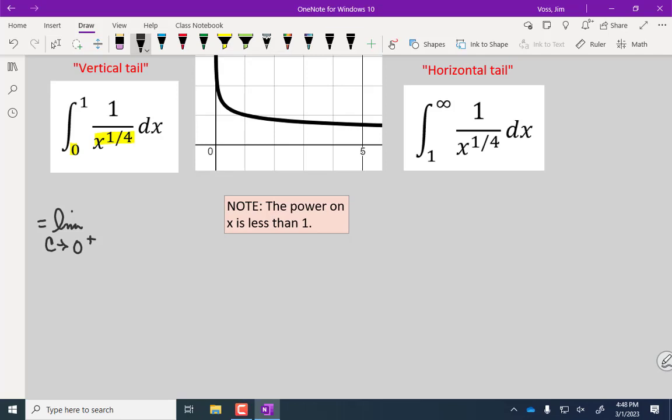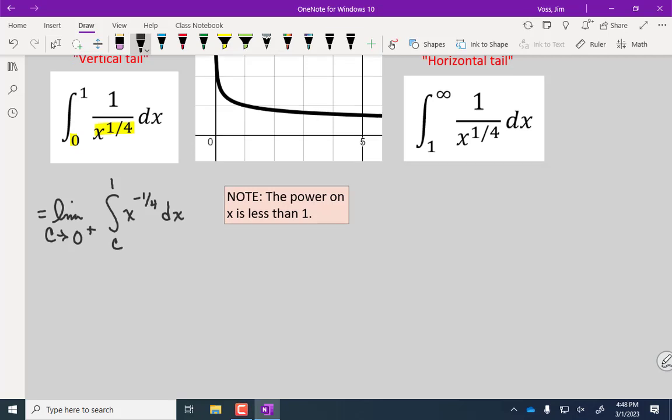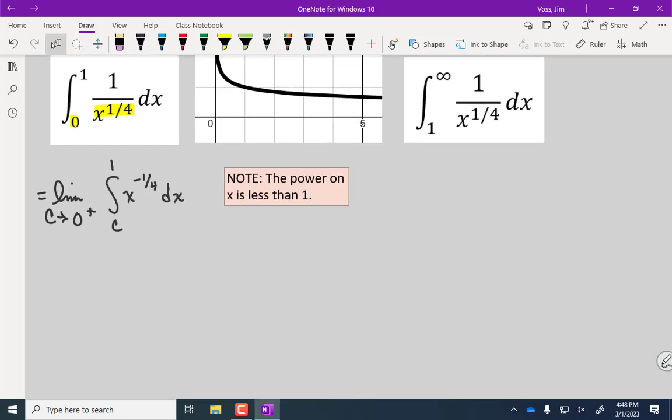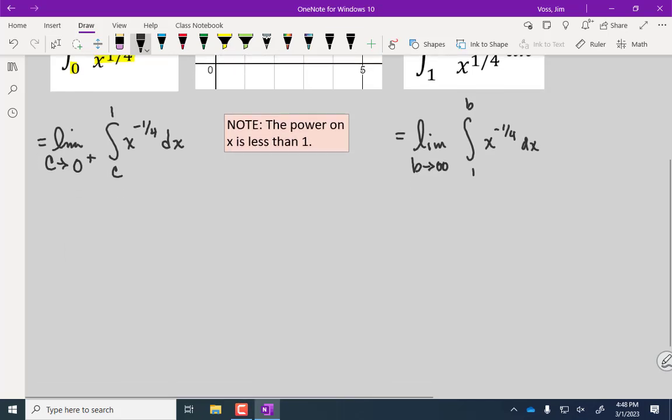Okay, so then we're going to have the integral from c up to 1, or over to 1. And we're going to put this in the numerator so that we can use the power rule. And let's just do this one parallel so you can kind of see the difference. So here we're going to let b go to infinity. And we're going to have the integral from 1 to b, same integrand though. So horizontal tail on the right, vertical tail on the left. Both will have the same antiderivative.